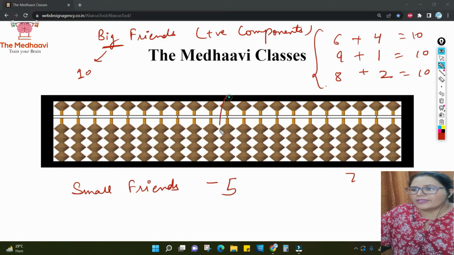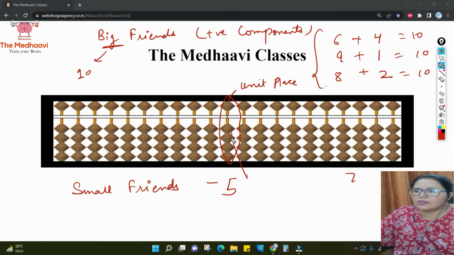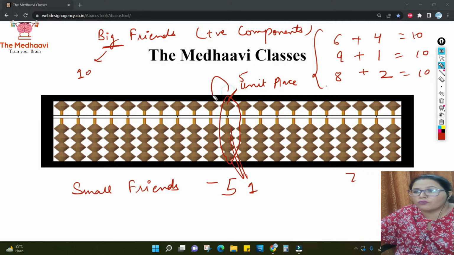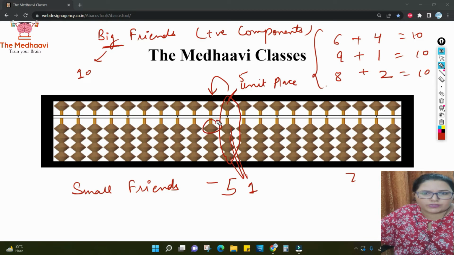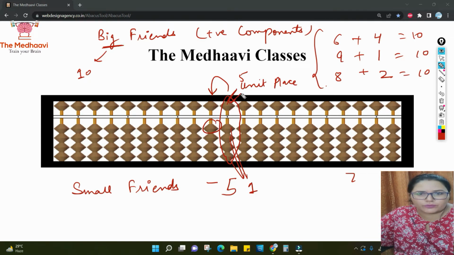Okay, like in the unit place, you remember this is your unit place, the middle rod. So in the unit place, all these rods have value 1, this rod has value 5. Okay, so for big friends we have to move to the next rod. So we take this 10 as your base value. Okay, and for the small friend we take 5 as your base value.